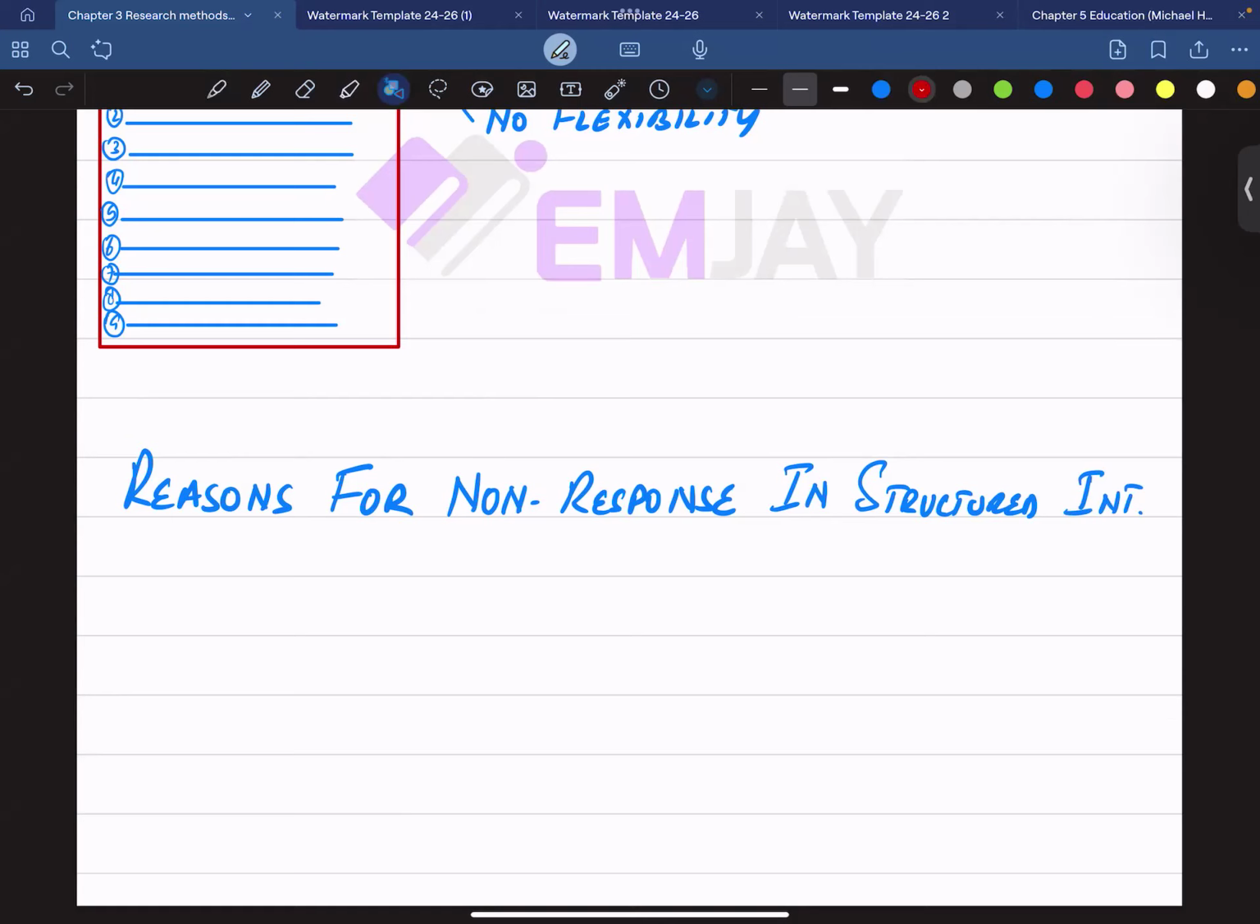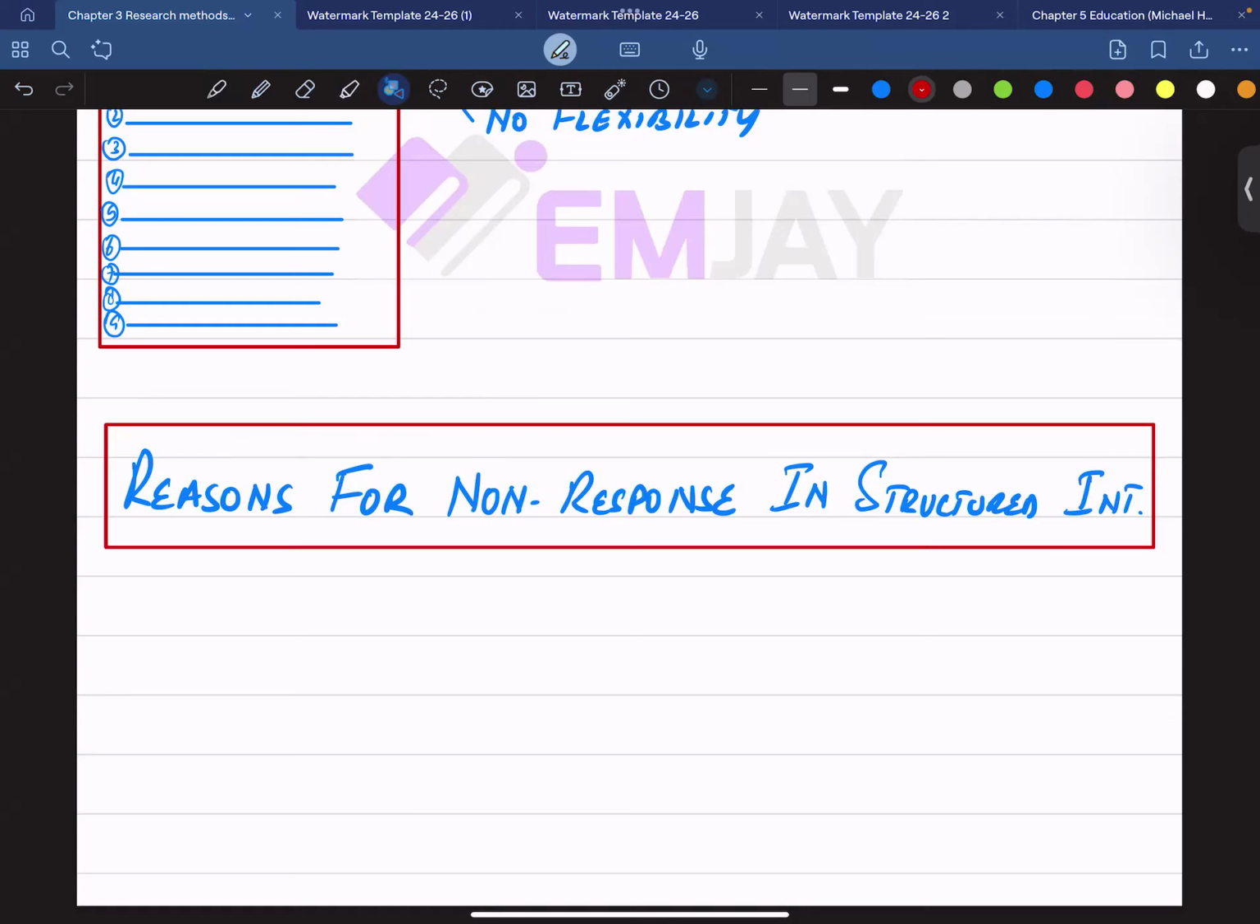So the reasons that lead to individuals not responding to these structured interviews might include, to begin with, failure to make contact. Now, what does it mean when we say failure to make contact? For instance, you wanted to contact someone whom you saw as a potential respondent, a potential interviewee, a potential participant, and you, as a researcher, are not able to make contact with that particular person.